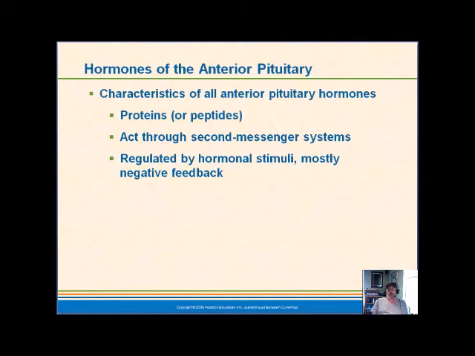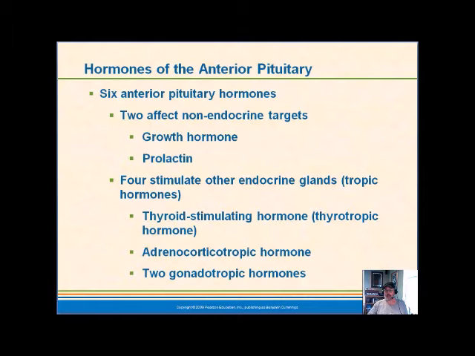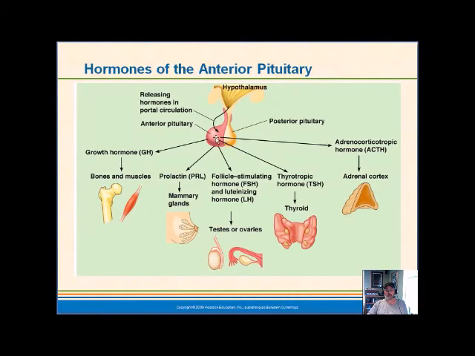Now, characteristics of all anterior pituitary hormones is that they are proteins or peptides, and that makes them water soluble, and they use the second messenger system that we discussed in our earlier presentation. They are regulated by hormonal stimuli, mostly, again, that negative feedback system that we discussed earlier. So here you can see just a graphic showing what the hormone is and what it works on. So growth hormone stimulates bone and muscle. Prolactin stimulates the mammary glands. Follicle stimulating hormone and luteinizing hormone work on the ovaries and testes, and so forth.